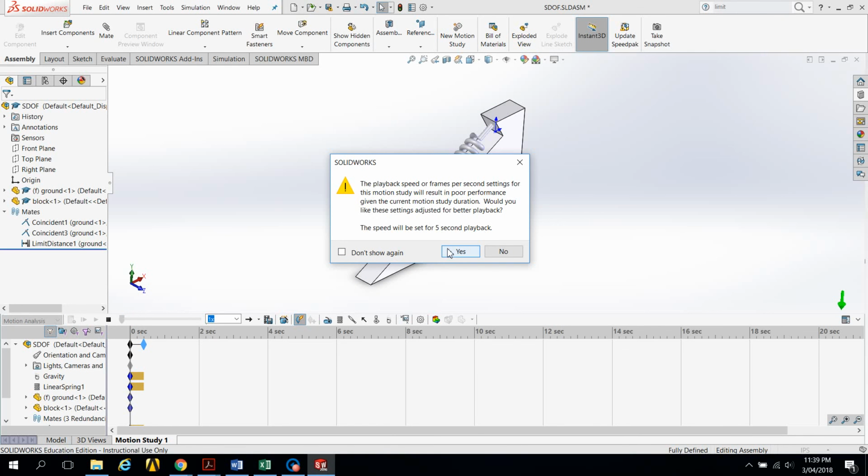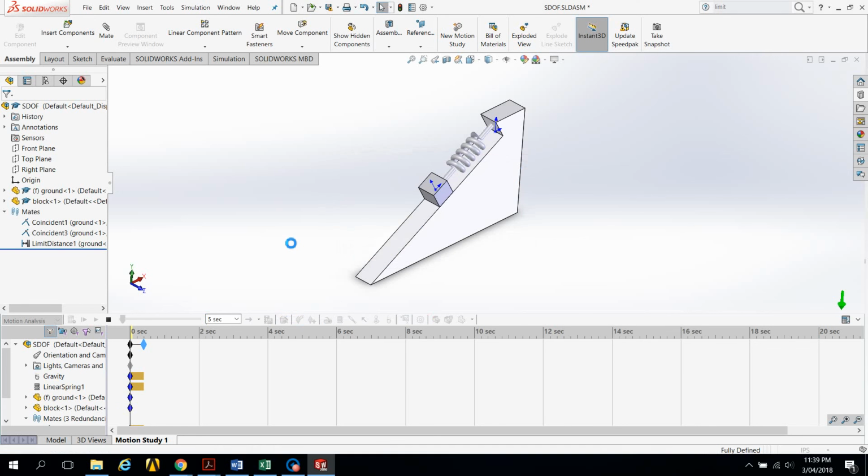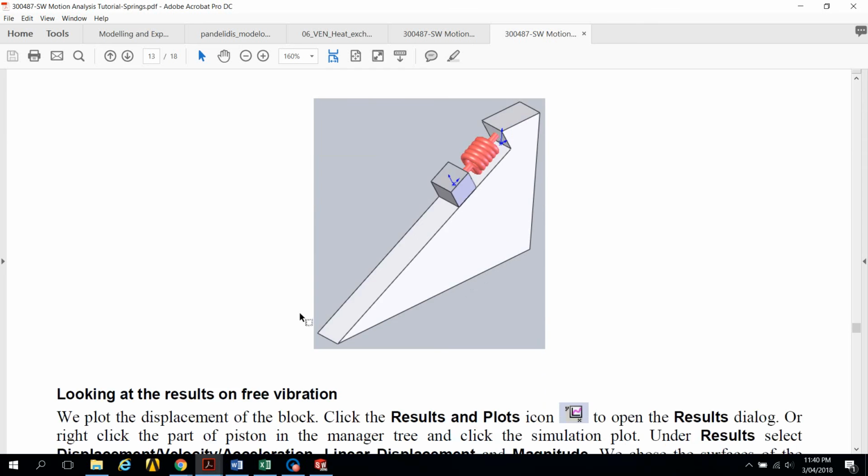Okay, speed will be set 5 seconds per flow. So you can see that the block and the spring are vibrating upward and downward in the time of the 0.25 seconds. The interval of doing that is going to be 5 seconds. So keep this one moving. Let's go and read what's going on next.